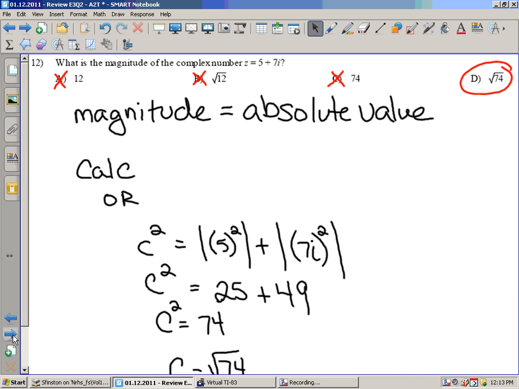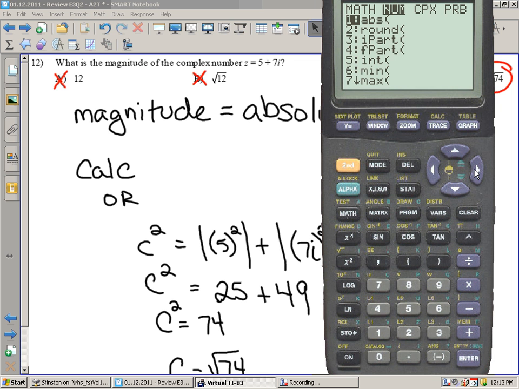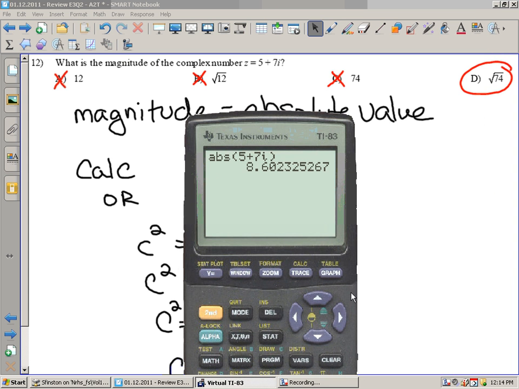Now, sometimes they don't give you such easy numbers to work with, right? So let's take a look. Let's go back over math, number, ABS. We're going to go over to 5 plus 7i. Hit the answer, and it gives you a random number. Go back through the multiple choice answers, plugging them in, and look for an answer that gives that same number, 8.6023 as the answer.